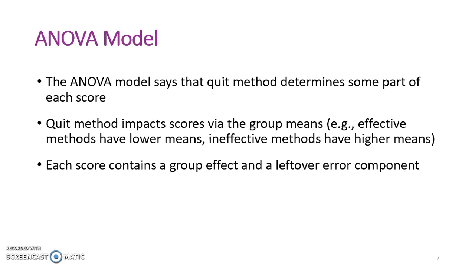So on our outcome, each score is going to contain some group effect of how the group influenced the score. And then there's also going to be some leftover error component. That's the variability in the scores that could be due to some other unmeasured predictors, or just random variability and individual differences across the participants.